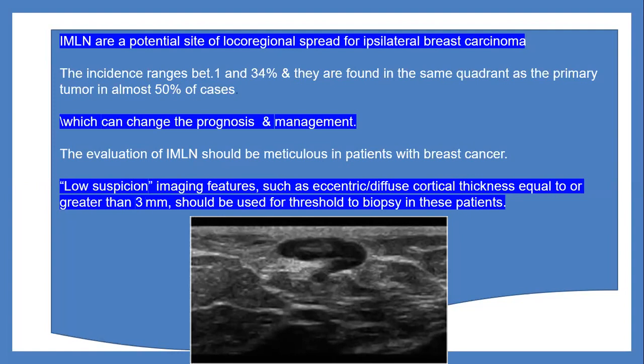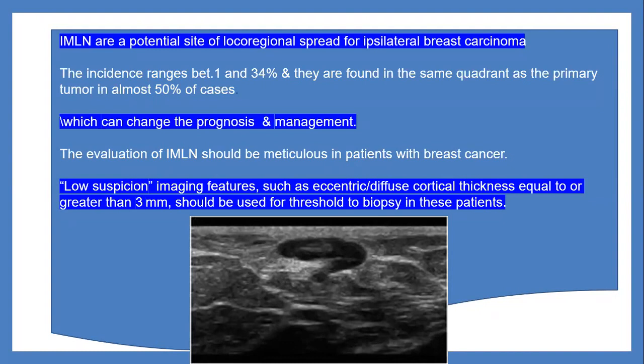Okay, if there is an eccentric hilum, focal cortical thickening, diffuse cortical thickening, borderline cortex equal to or just greater than 3 millimeters in these lymph nodes. These lymph nodes, if seen in a normal patient, you might pass it, but if seen in a patient having ipsilateral, same quadrant breast cancer, you will not pass it. You have to consider the cortex even if it is just 3 millimeters.